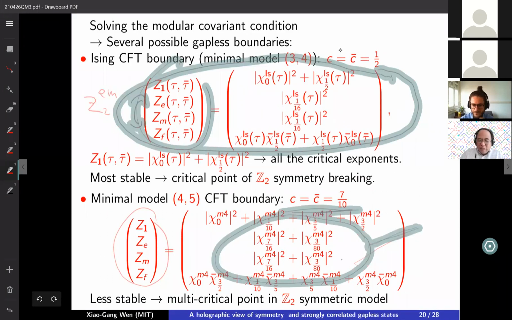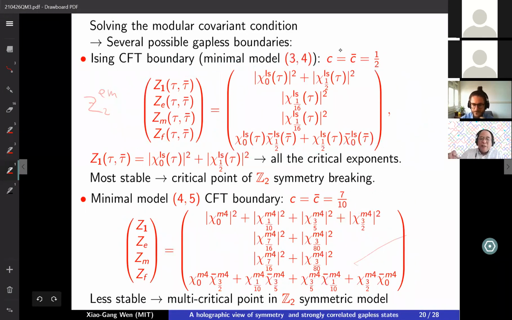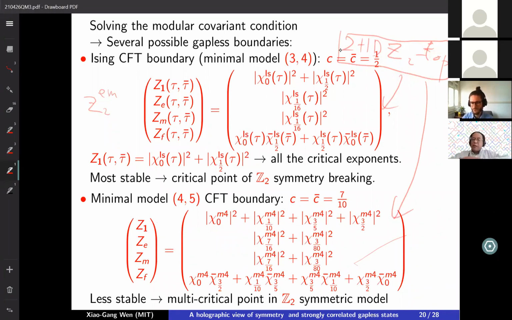So the emphasis is different. In this slide, we have a Z2 topological order. We have a 2+1D Z2 topological order in the bulk, and this particular topological order can have these two different boundaries. This is like when you have a quantum Hall state, the quantum Hall state may have different gapless boundaries.